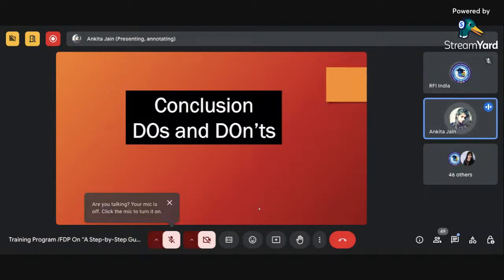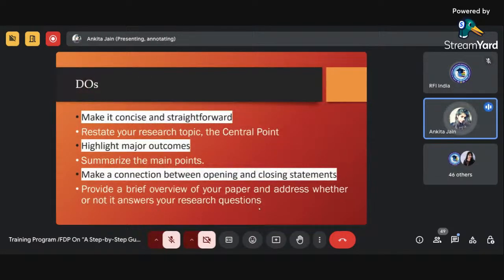So let's start with the do's and don'ts. If we talk about the do's of the conclusion, make it concise and straightforward. Because when you have done your results and analysis, you have shown some tables and charts, and you have given the interpretation and analyzed the work. Then in the findings and discussion, you have already talked about what your hypotheses were, what your results were, and what the major findings were. And you have also discussed the results against previous studies and literature, whether previous studies are supporting your work or not. This is how we write the findings and discussion.